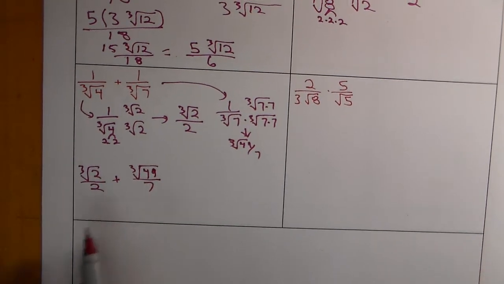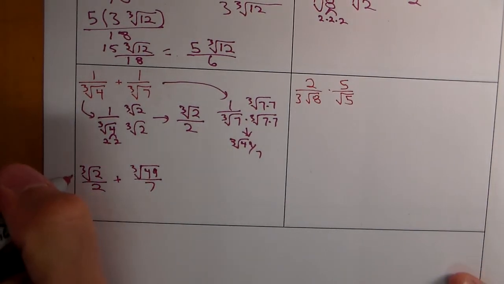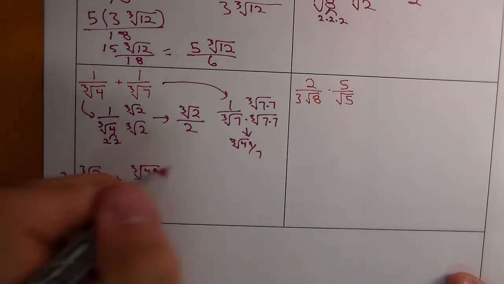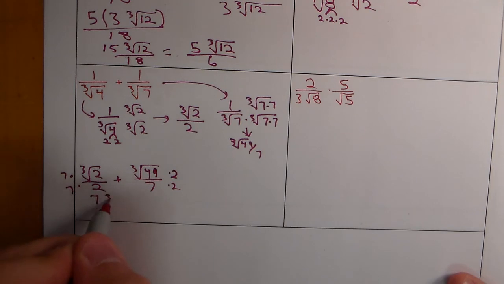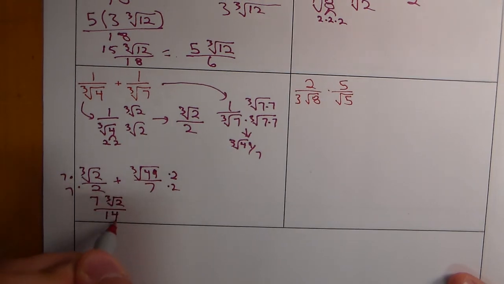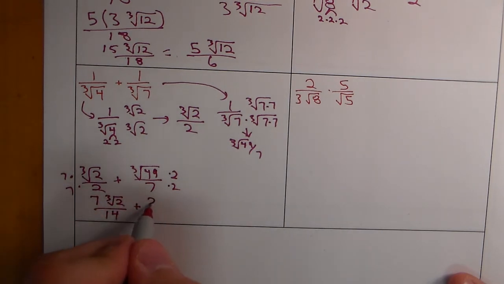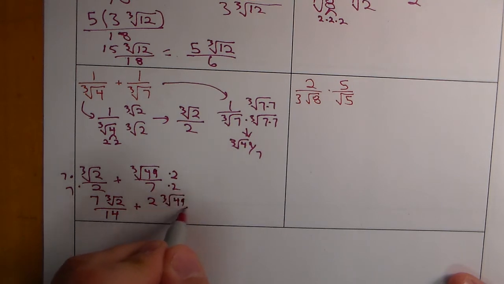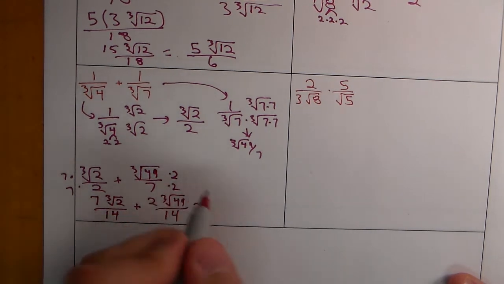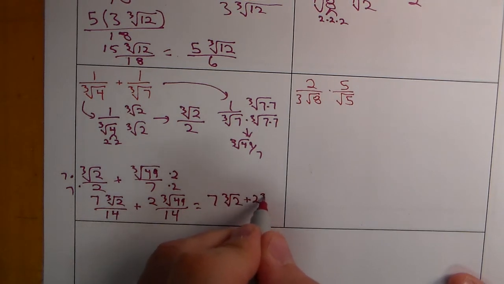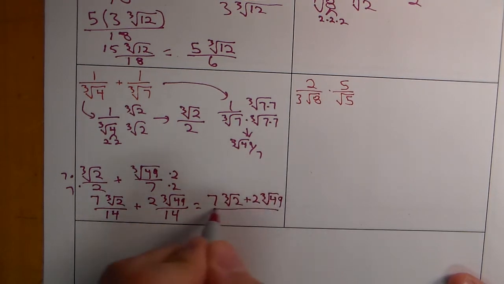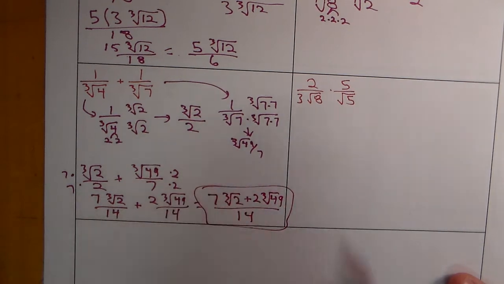So I've rationalized both fractions. Now I need to combine them. They need to have like denominators, so I'm going to multiply the top and bottom of the first fraction by 7. The second one, multiply them by 2. So I have 7 cube root 2 over 14 and 2 cube root 49 over 14. Put them together, 7 cube root 2 plus 2 cube root 49 over 14.